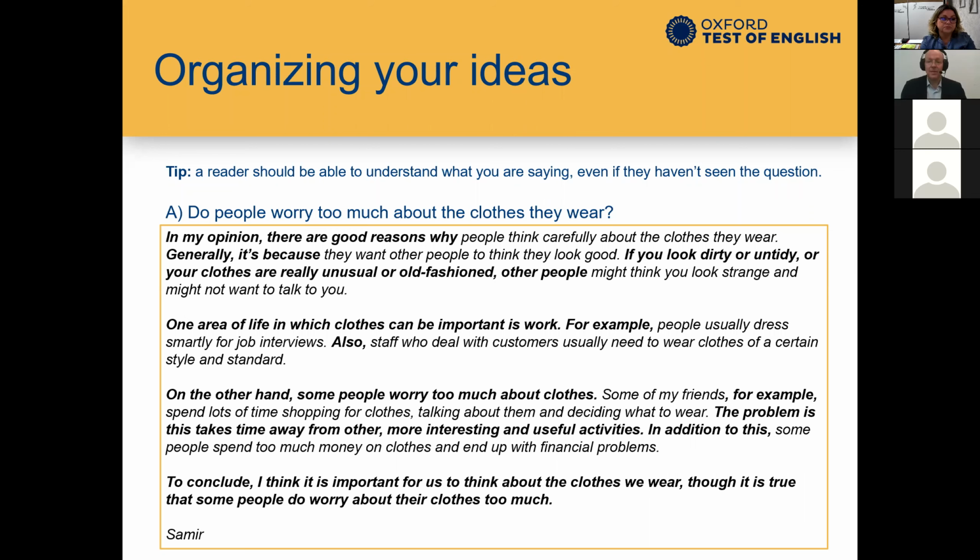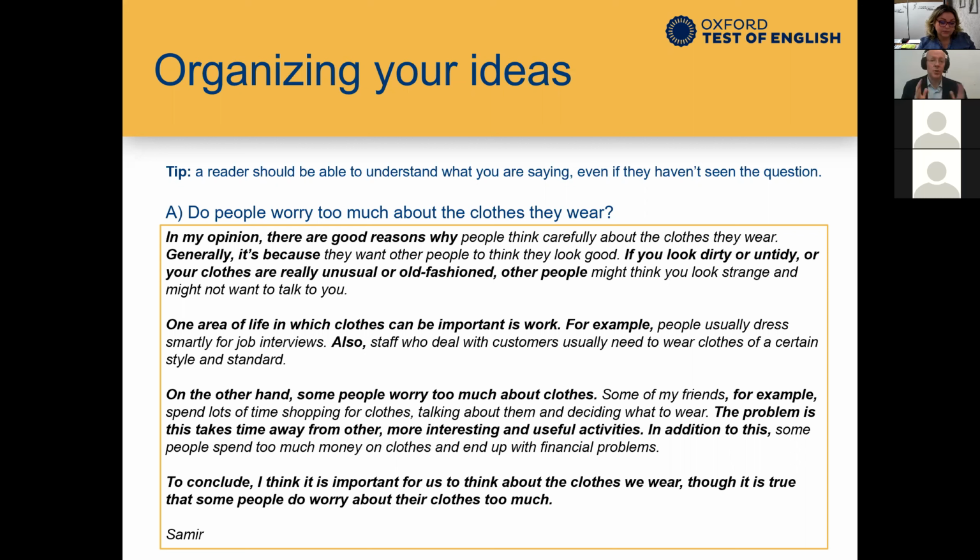Some of my friends, for example, again. The problem is, now this is terrific, the problem is indicates that here we are starting to talk about a precise problem, okay? And it takes time away from other more interesting and useful activities. In addition to this, whoa, look at this. This is something extra that I have to say.